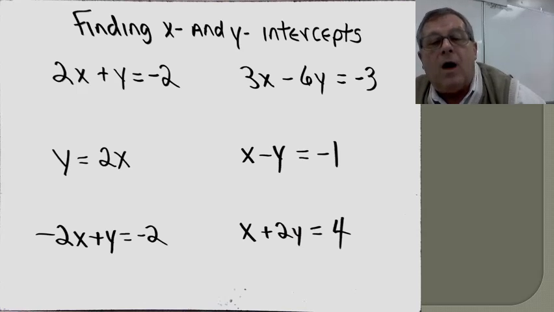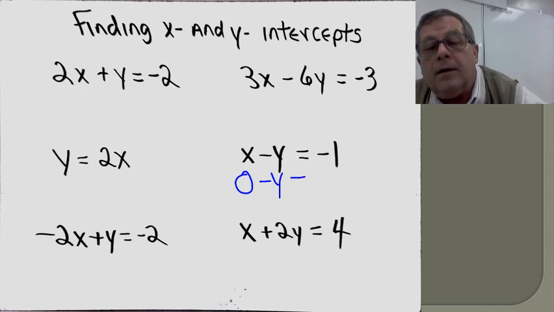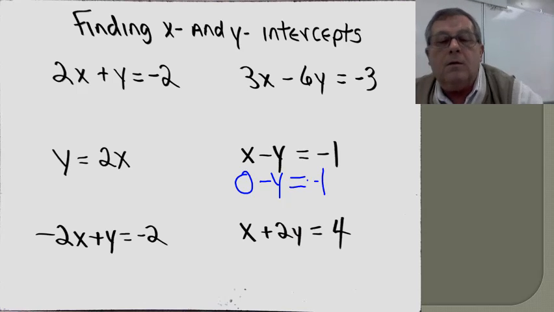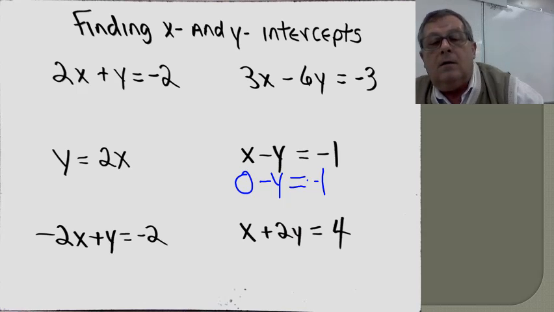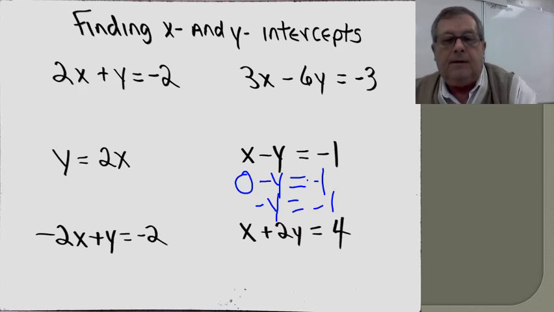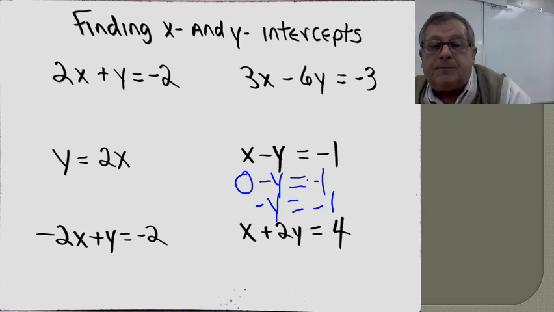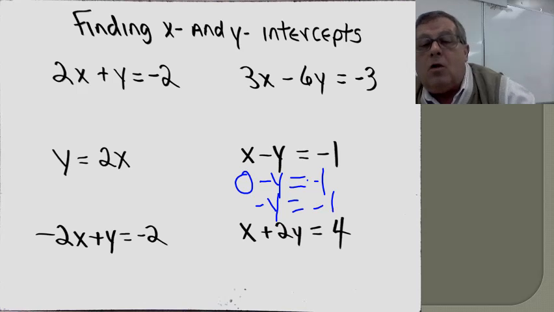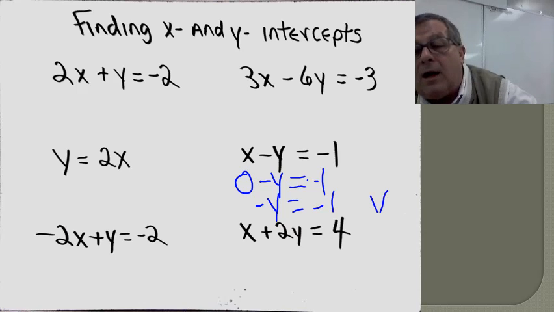And if I want to find the y-intercept, well, I said x is equal to 0, so I got x minus y equals minus 1. Now, I got a minus sign in front of that y, and so minus y equals minus 1, but that's not giving me the y-intercept because I got to divide both sides by minus 1. And when I do, I'm going to get y is equal to 1.